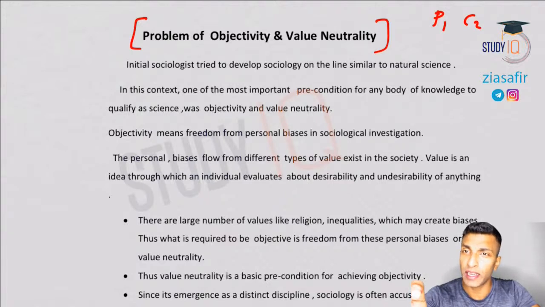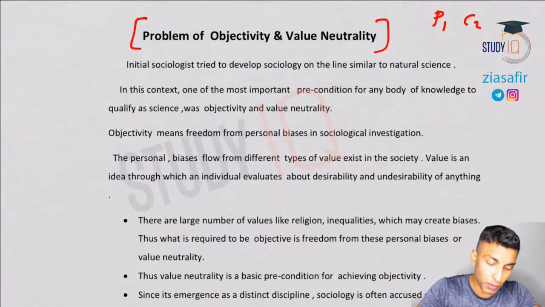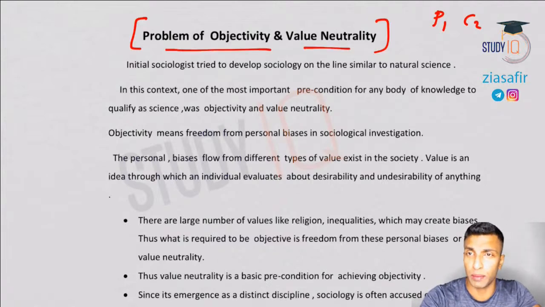Even though the topic is like that, if you see the previous year papers, the questions are asked directly like this: problem of objectivity and value neutrality. That means, what are the problems in ensuring objectivity in sociological research? That is a main question which is always asked. Apart from that, in the previous year the question was like objectivity and value neutrality. Then you need to say what is objectivity, what is value neutrality, is there any difference between these two?